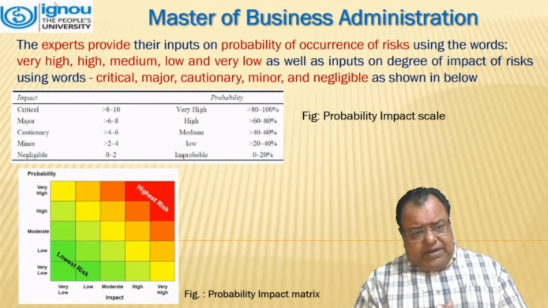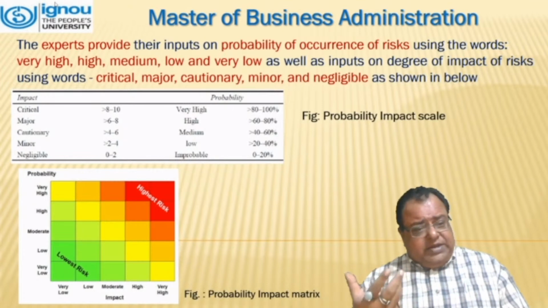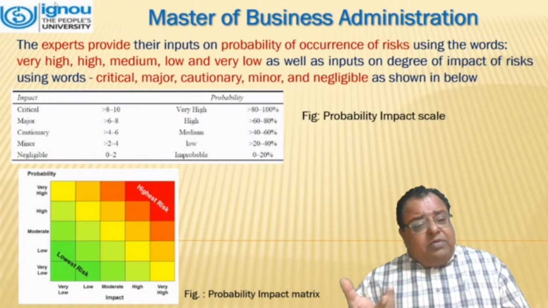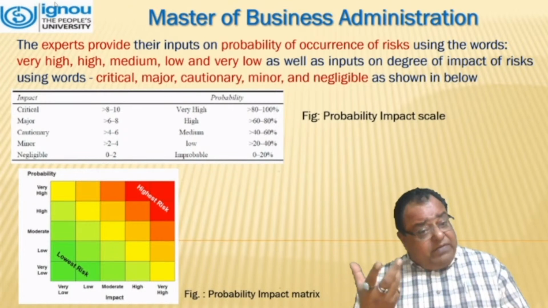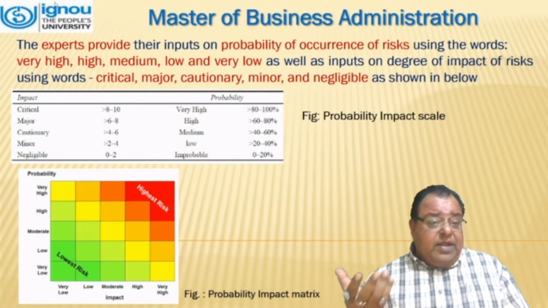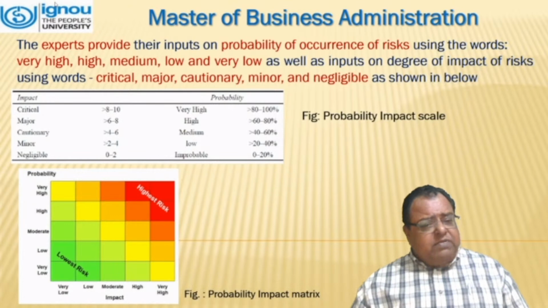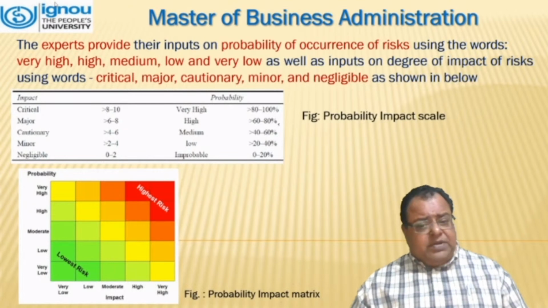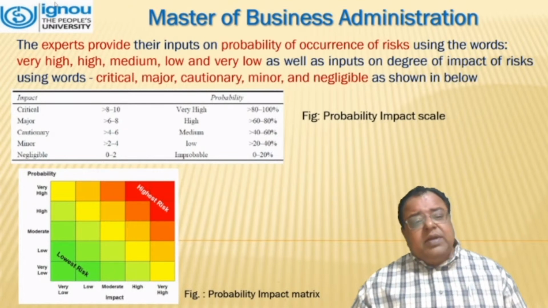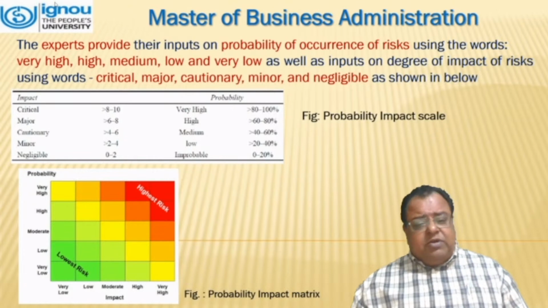If we talk about the impact, it can be critical, major, cautionary, minor, or negligible. Any value greater than 8 and up to 10 is critical, and its probability is very high, somewhere between 80 to 100% occurrence. If it is a major one, it is in the high category, between 60 and 80%. Cautionary, that is medium, between 40 and 60%. Low, 20 to 40%. And negligible, that is improbable, 0 to 20%.